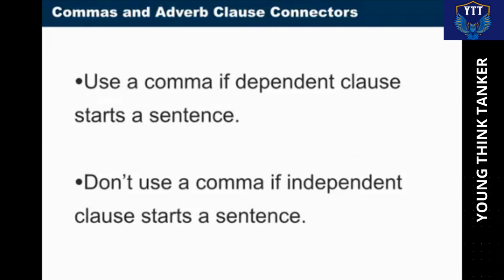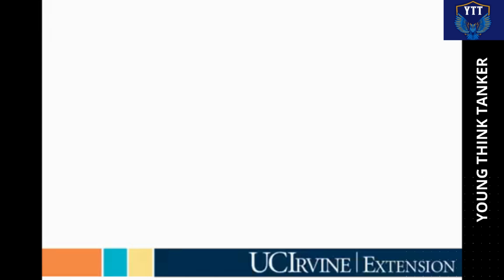Let's review. You use a comma if a dependent clause starts a sentence. So if you see a dependent clause connector at the beginning of the sentence, find the end of that dependent clause and put a comma. The comma goes between the dependent clause and the independent clause. You don't use a comma if the independent clause starts the sentence. It's pretty easy, right? Watch the video again or do some practice exercises.